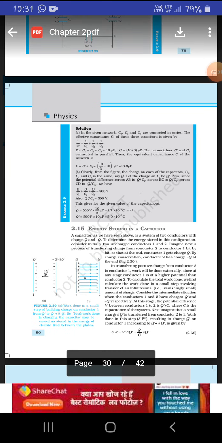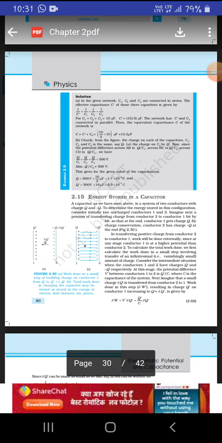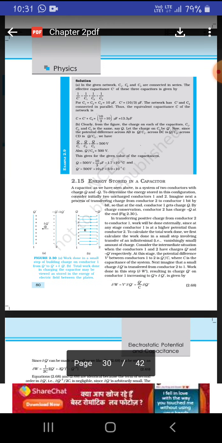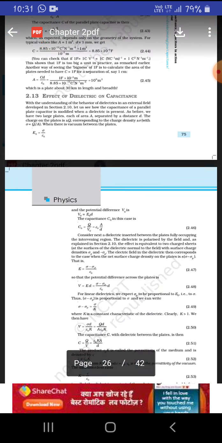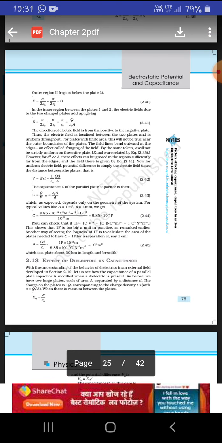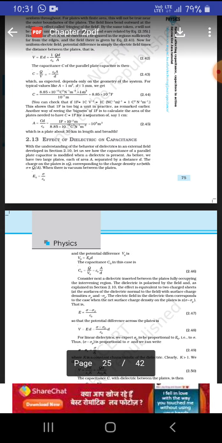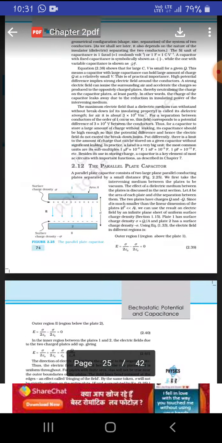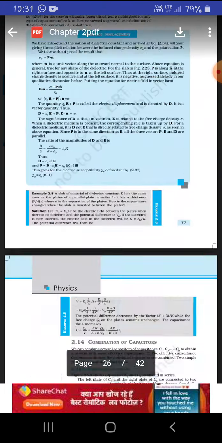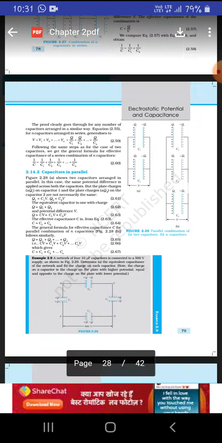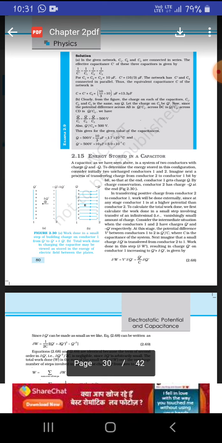Let's come to the next topic, that is energy stored in a capacitor, and how to find it. We have learnt the combination of capacitors, the effect of dielectric on capacitance, and capacitor and capacitance. So now let's learn about the energy stored in a capacitor.